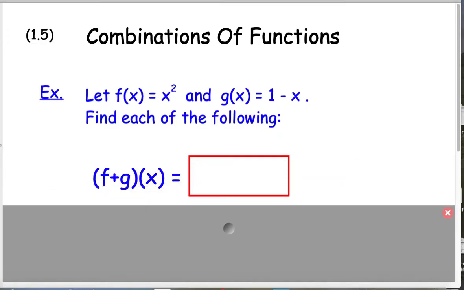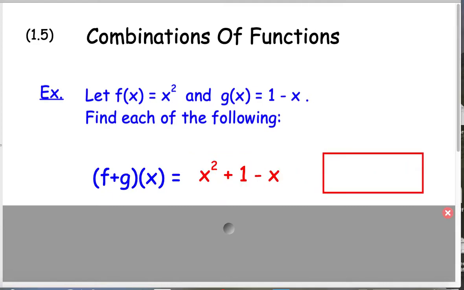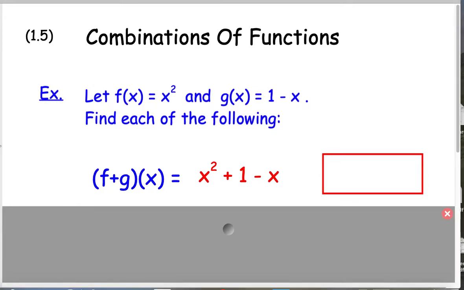What if I asked you to find f plus g of x? Well, it's exactly what you think it should be. You're just going to add those two functions and combine any like terms. Now, there are no like terms, and then it's generally accepted that you're going to put it in descending order, so I'd probably write my final answer like that.